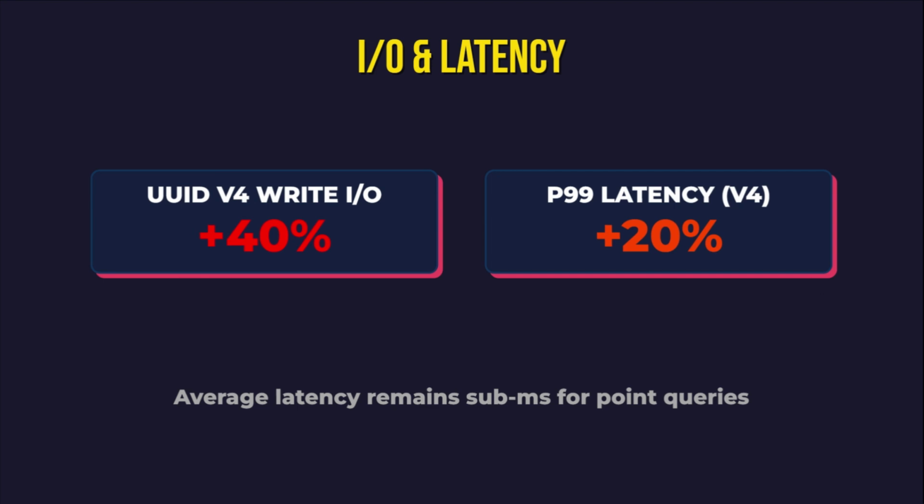Point lookups using the primary key showed minimal difference in average latency across all key types, typically sub-millisecond, because the index depth remained shallow. However, the 99th percentile latency for UUID version 4 was consistently 20% higher, indicating occasional severe input-output contention caused by scattered index pages.